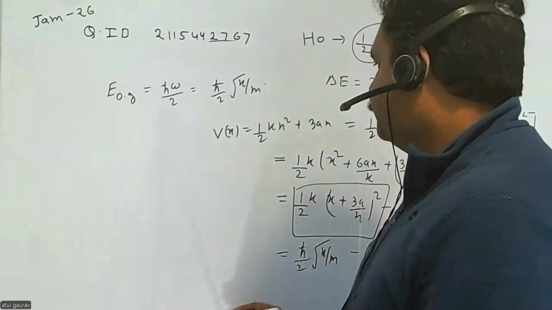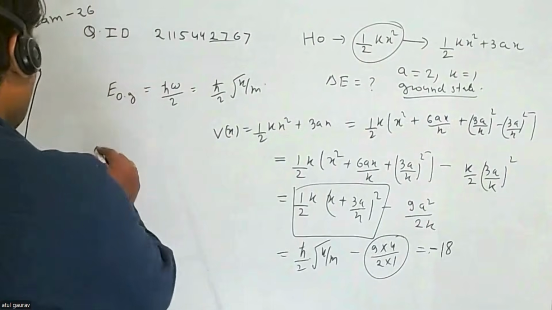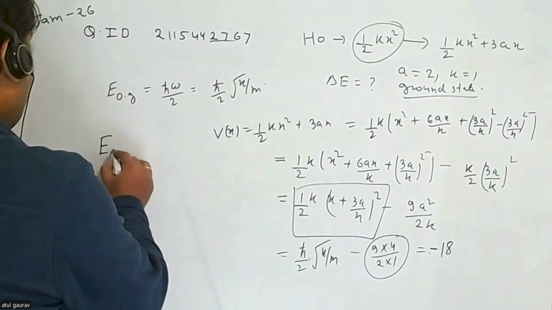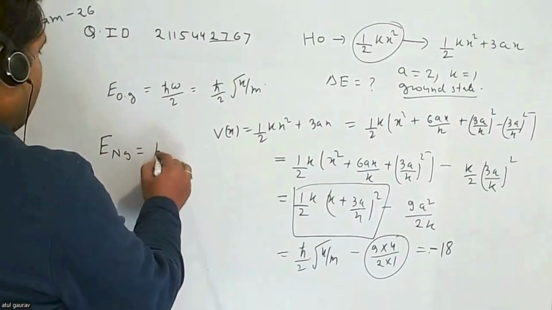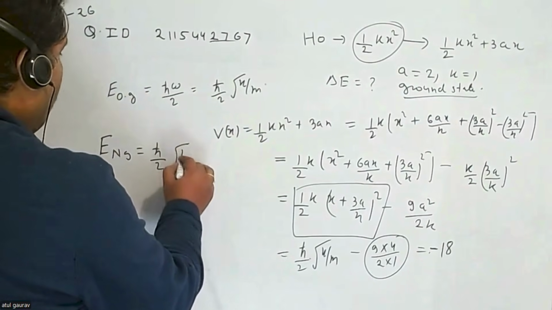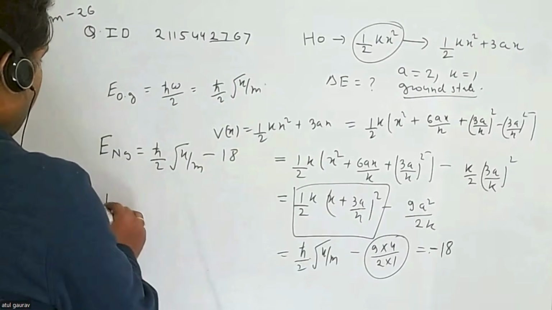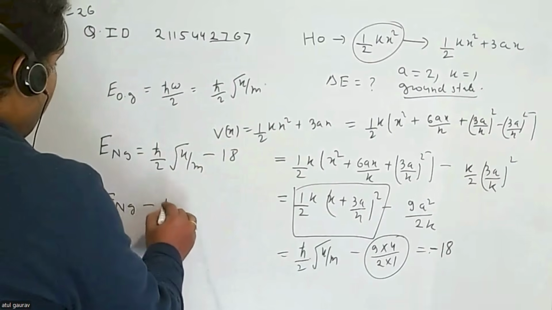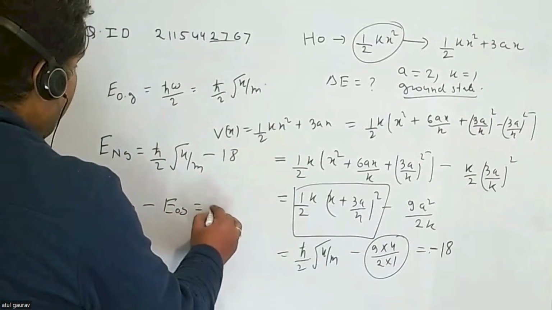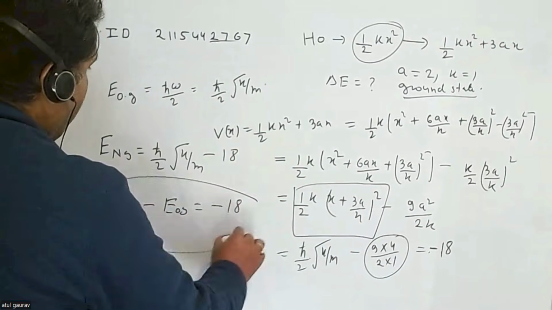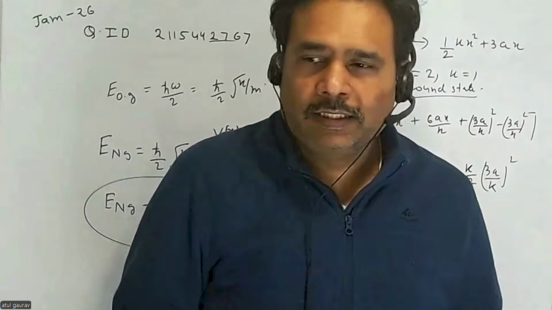So what will happen? The E for the new ground state is equal to h cut by 2 root under k upon m minus 18. So if we take E new ground state minus E old ground state, that will be minus 18 units. So the answer is obviously minus 18 units.